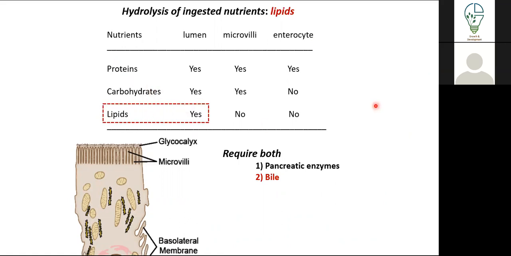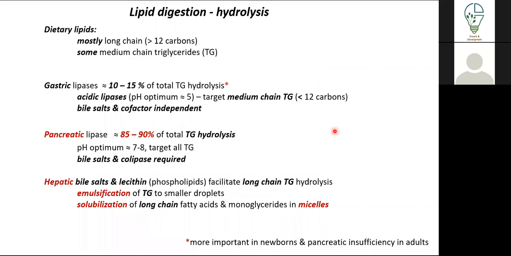Lipids need both pancreatic enzymes, as you can see here, but also they need bile. That is the special thing about them. So where do we get our lipids? We get them mostly from the diet. They are mostly long chain fatty acids. Some of them are medium chain, but usually you will get only long chain fatty acids from your food.